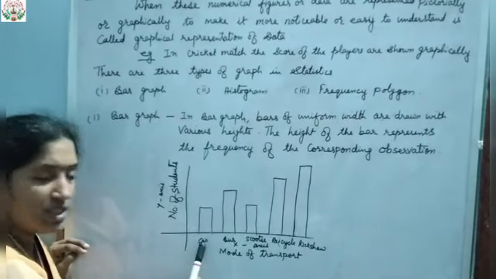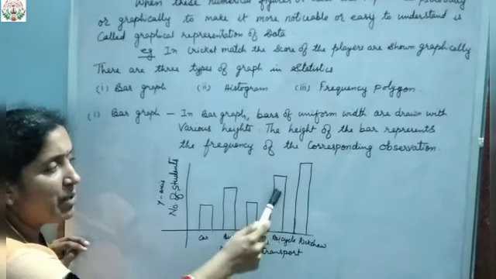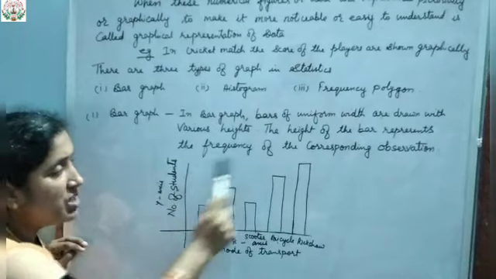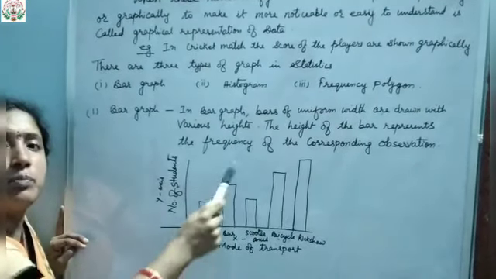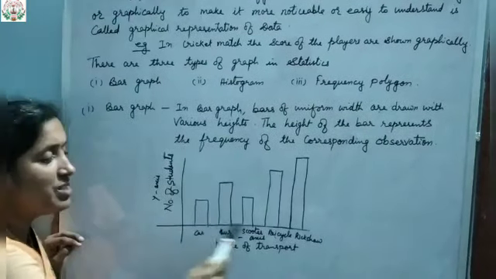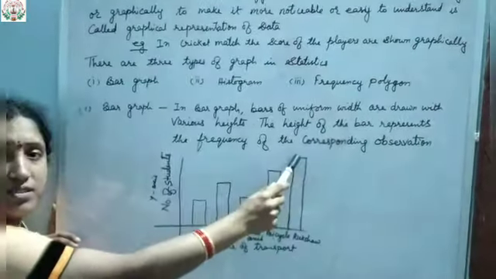So children come in a car, how many are there? Bus, then scooter, then bicycle and rickshaw. So seeing the graphical representation of data, you can easily see the maximum number of students comes by which means of transport. That is the last one, because this is the highest graph bar.